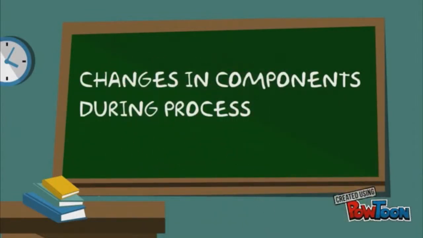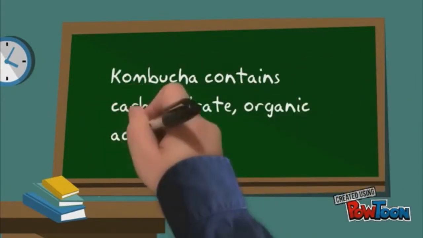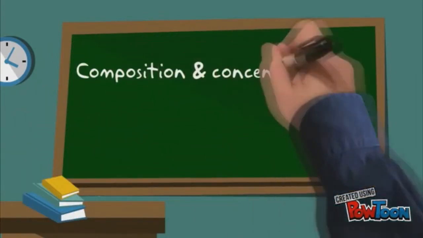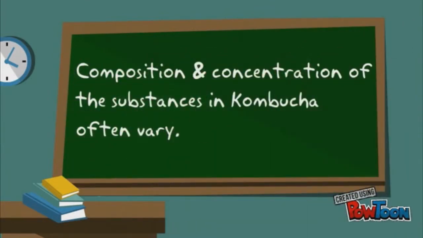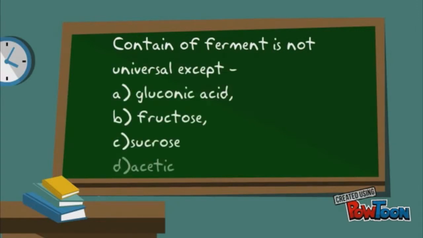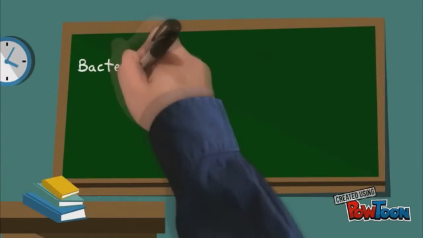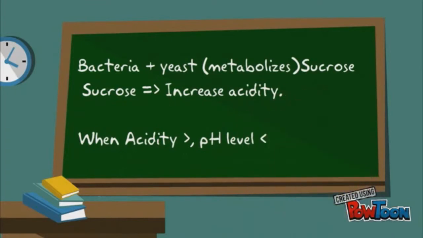The changes in food components during processing. Kombucha contains carbohydrate, organic acids, vitamins, and mineral components. The composition and concentration of the substances present in kombucha beverage depend on the origin of tea mushroom, amount of sucrose, and the duration of fermentation process. What is in a fermentation is not universal except for gluconic acid, fructose, sucrose, and acetic acid. Sucrose is metabolized into organic acid by bacteria and yeast, which increases the acidity of the beverage. This will cause the pH level to decrease accordingly to increase the total organic acid content during fermentation.